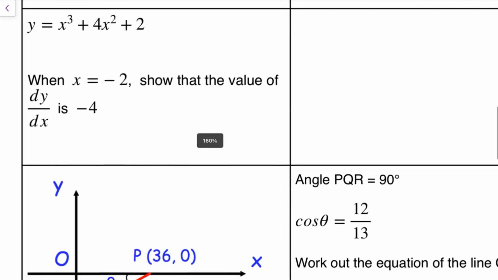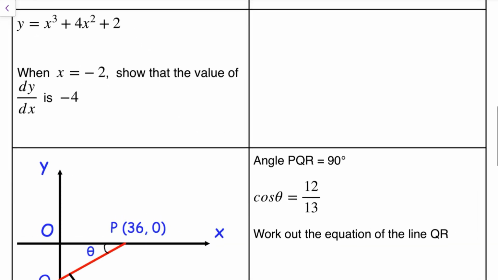Next question. Let's hope there's some algebra and not any more proofs going on. Okay, next question. We have y equals x cubed plus 4x squared plus 2 when x equals 2.